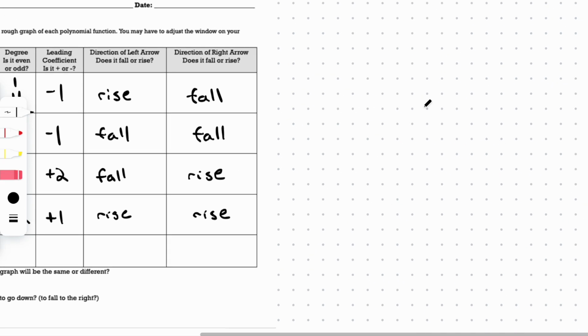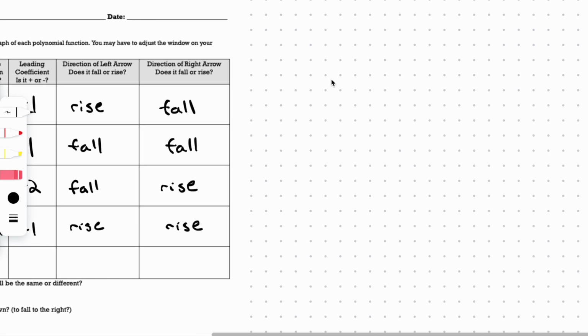So let's put this down. You know what? I'm just going to create a graphic for you guys. Maybe you guys can copy this down. Maybe this will be helpful. Okay. So we have odd versus even. This is all degree. And this is leading coefficient. So I'm just going to say LC. And this is going to be positive, and this is going to be negative.